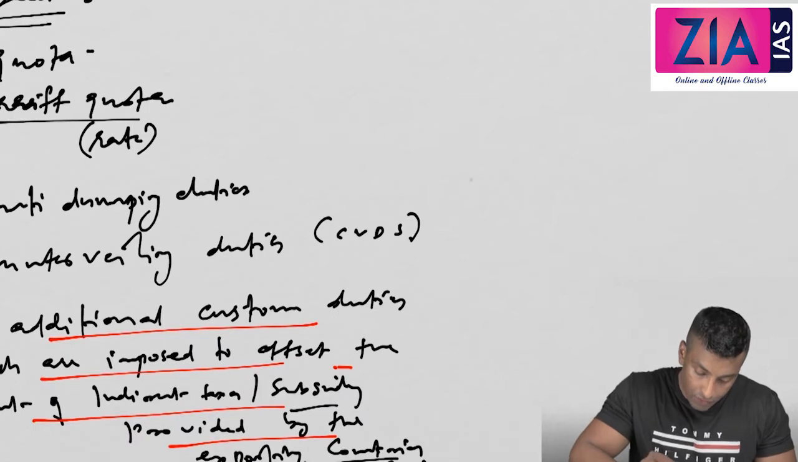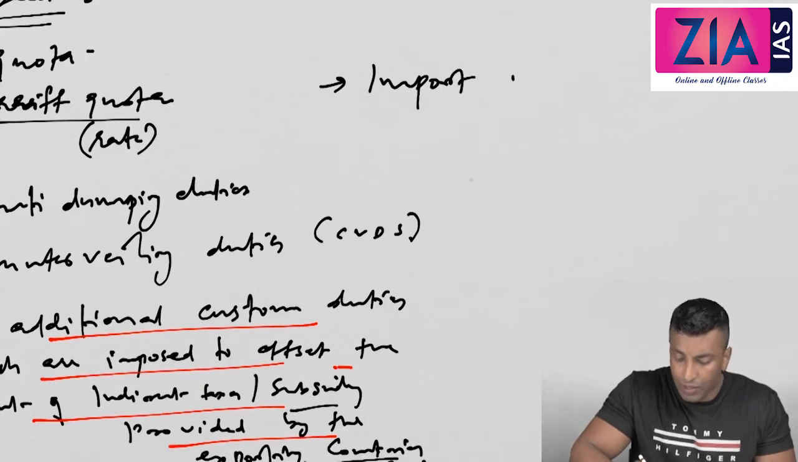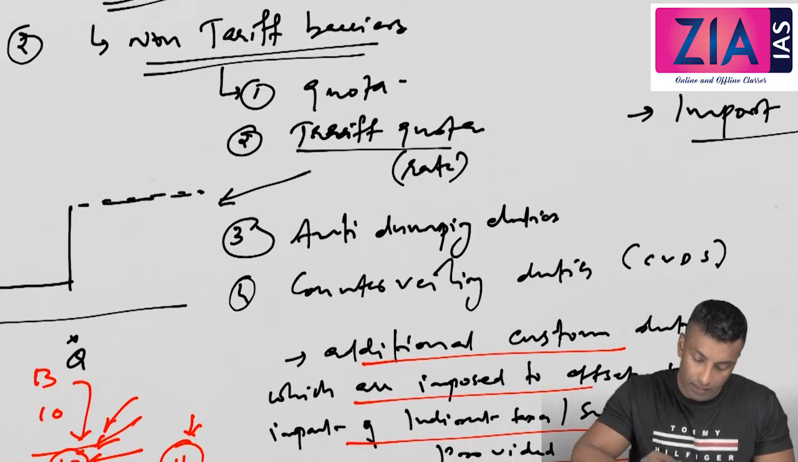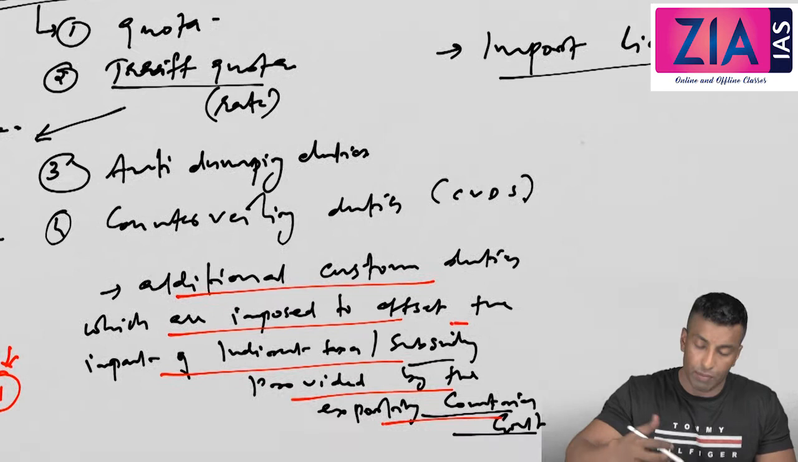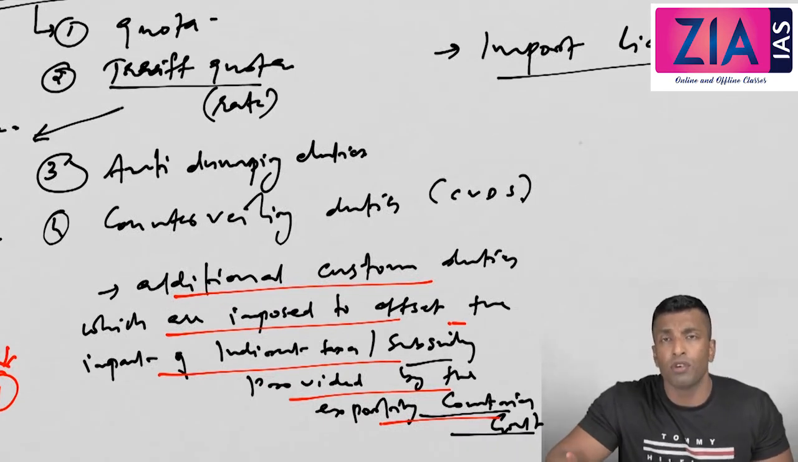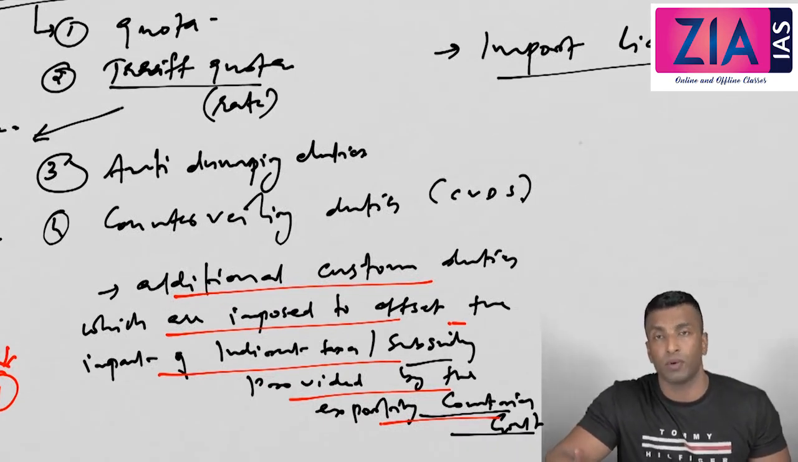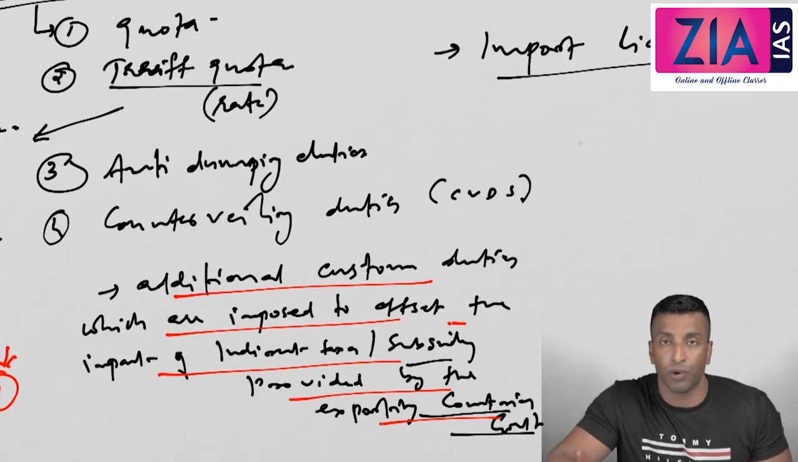Okay, next, we have discussed 4 different types of non-tariff barriers. Now one more will be there, import licensing. Everything other than tariff barriers, everything other than customs duty, is classified under non-tariff barriers, and there can be many other non-tariff barriers also. We will be discussing in detail when we discuss WTO in the next module.